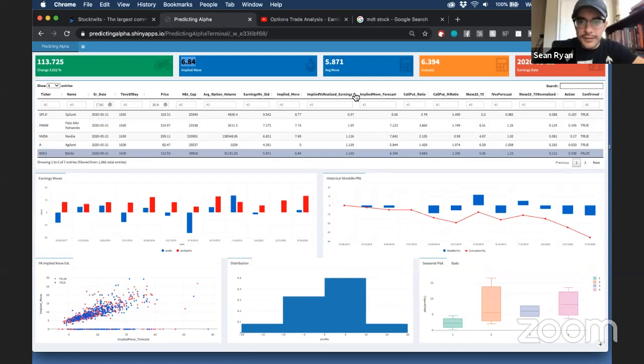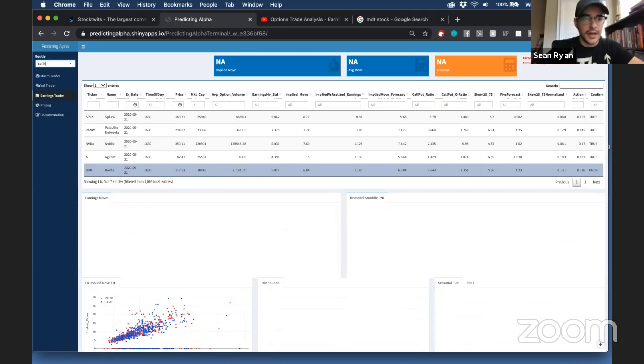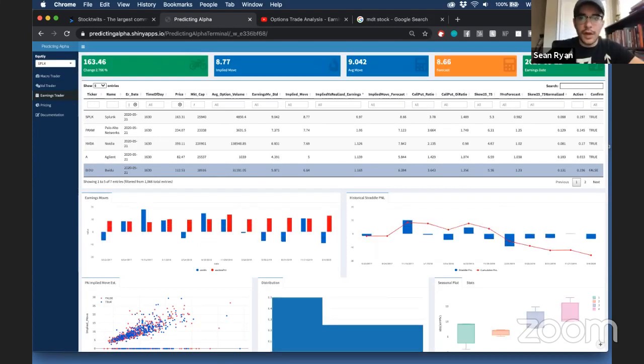Implied move versus realized earnings. Let's see, SPLK. Let's take a look at this. Just enough volume. Let's have a look. SPLK. Okay, yeah. So here's one where you could potentially take a long volatility position. For the first time in a while, it's actually understating how much the move is going to be.